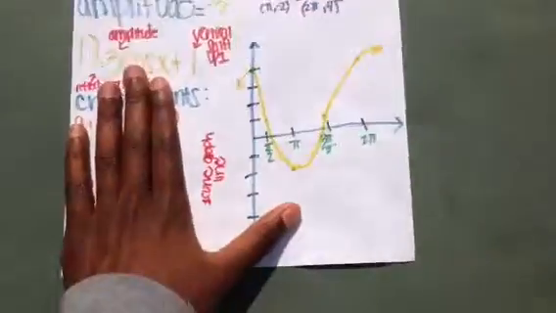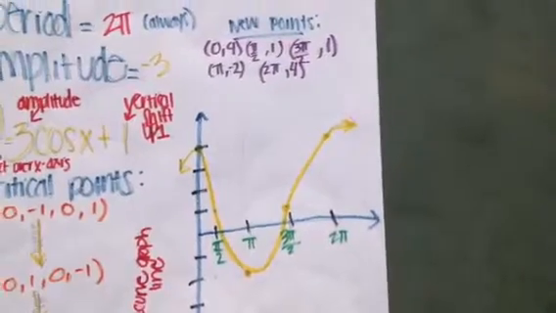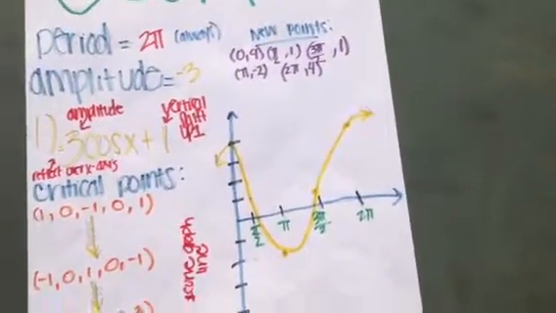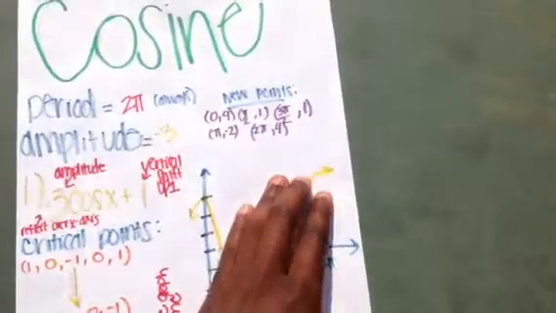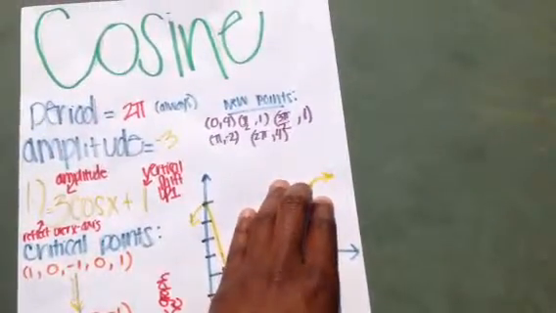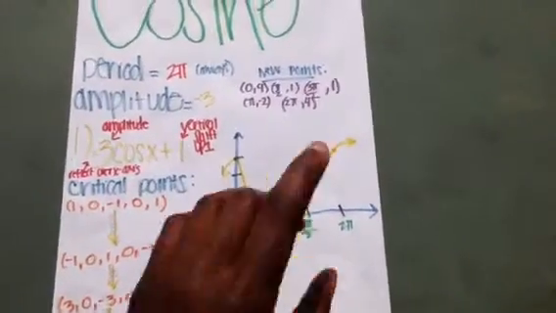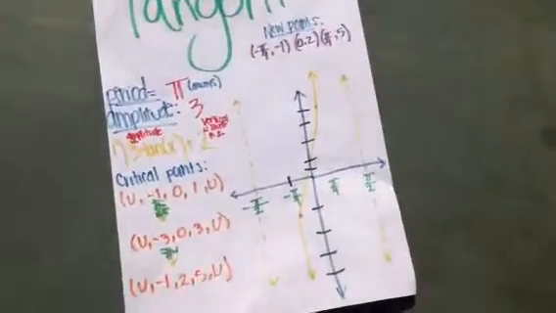Then, for your cosine, your points are going to be the same as for sine: π/2, π, 3π/2, and 2π. Your new points will be (0, 4), (π/2, 1), (π, -2), (3π/2, 1), and then (2π, 4). You will continue to graph your critical points or your endpoints, and then don't forget to curve your graph.